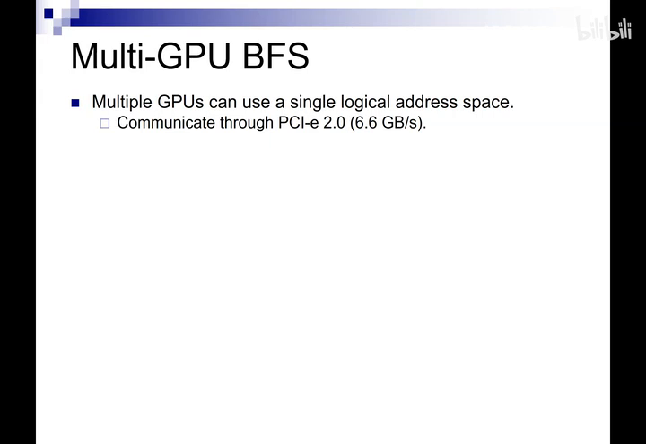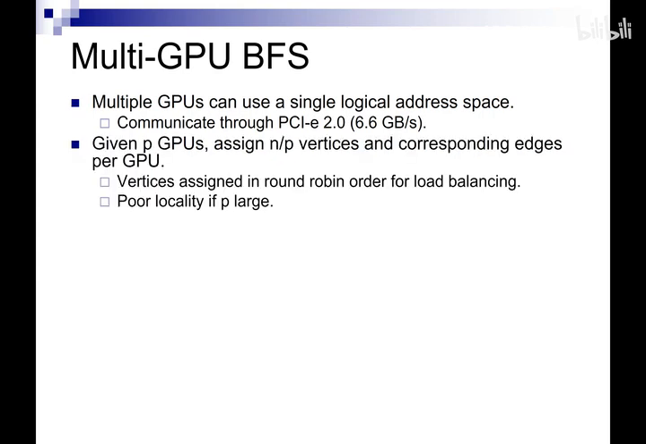Nowadays you have many other ways of communication between the GPUs. For example, you have NVLink, which has hundreds of gigabytes of bandwidth between different GPUs. But back then they only had PCI, and so they tried to use PCI and have multiple GPUs work together in order to do multi-GPU BFS. The way they did this was that if you have P GPUs, then you're going to evenly divide the vertices among these GPUs. So each GPU is going to get n divided by P vertices, where n is the total number of vertices.